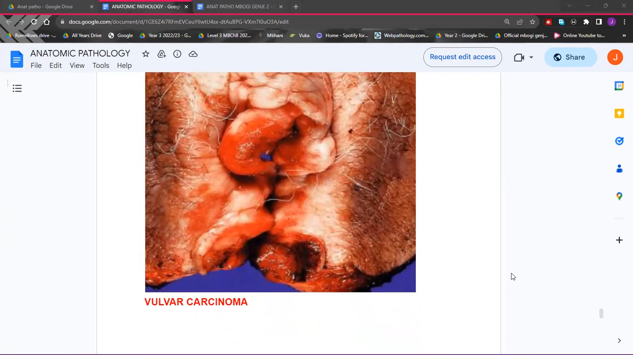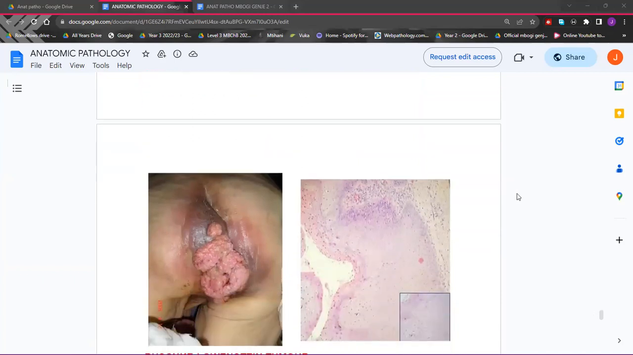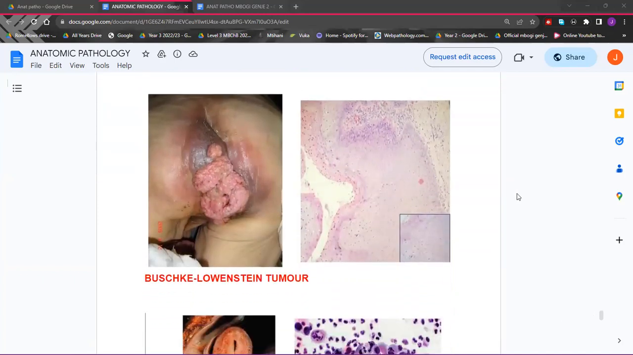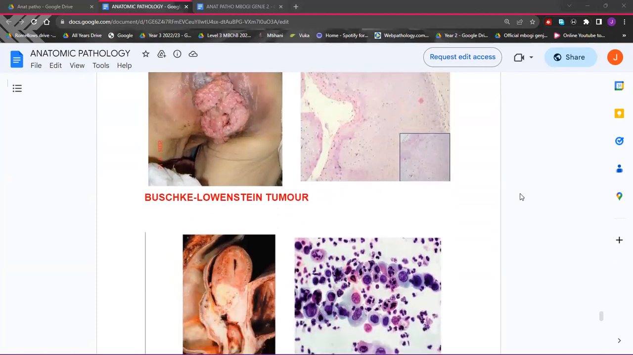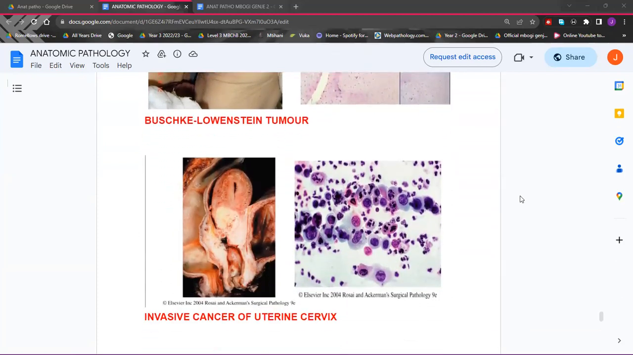The next is a Buschke-Lowenstein's tumor. Well, maybe we can just have a picture of that and have it in mind. The next one, I think, is the more important one. We have an invasive cancer of the uterine cervix.